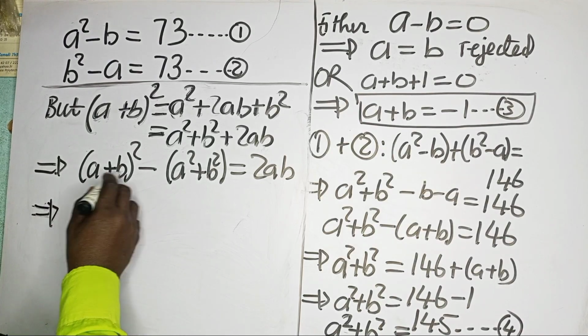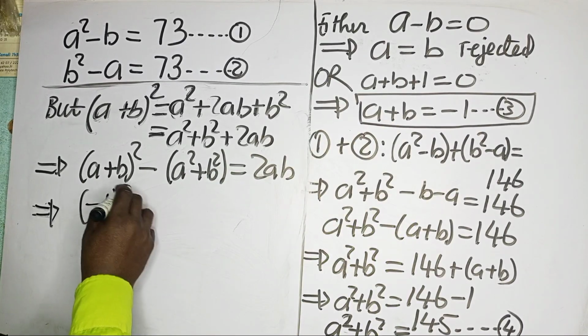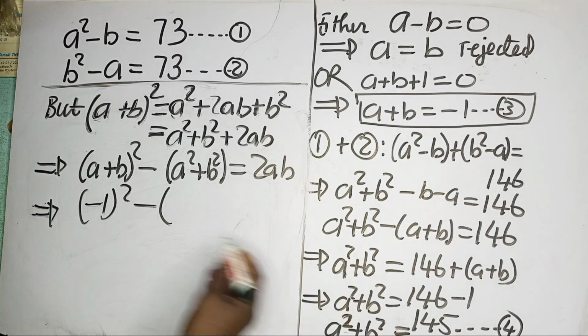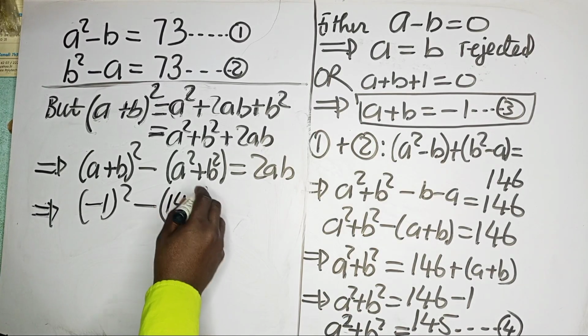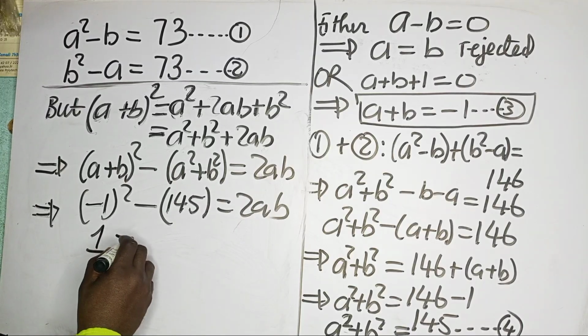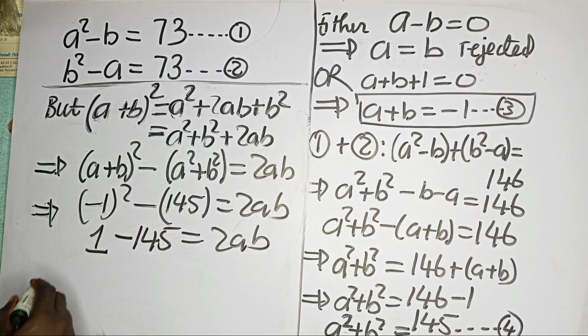So we're going to have a plus b. A plus b is -1. So we have -1 squared minus a squared plus b squared. A squared plus b squared is 145, is equal to 2ab. So this gives us 1 minus 145 is equal to 2ab.